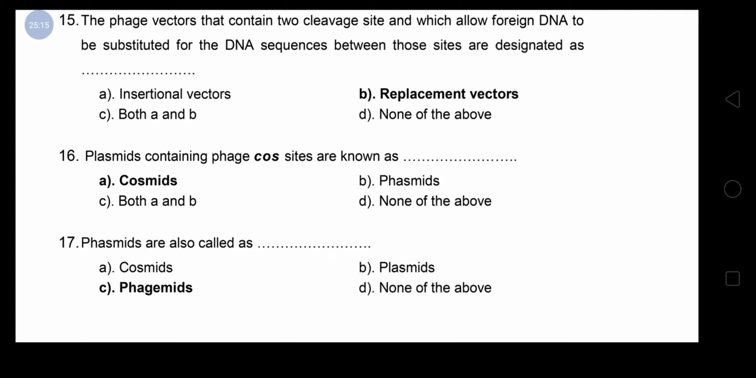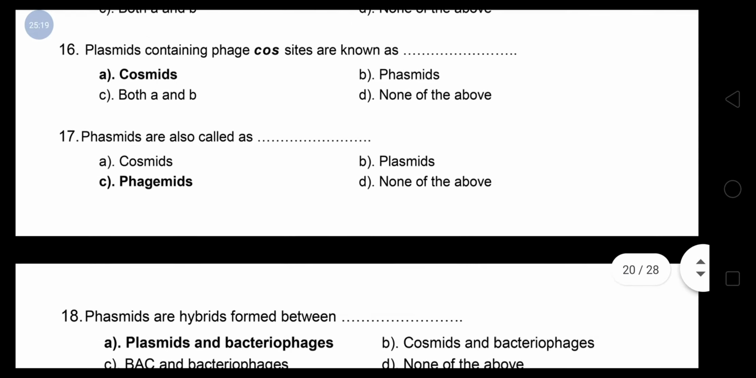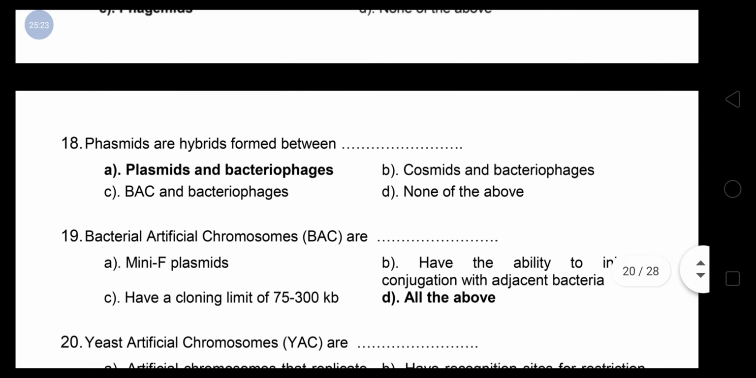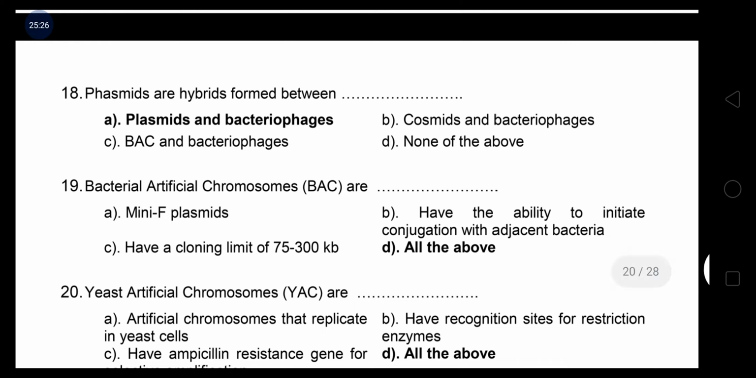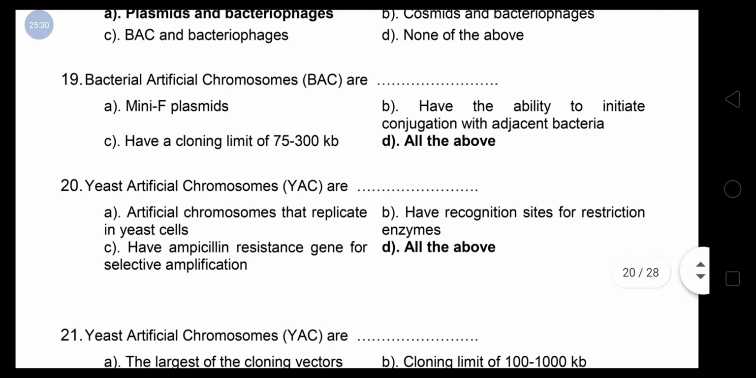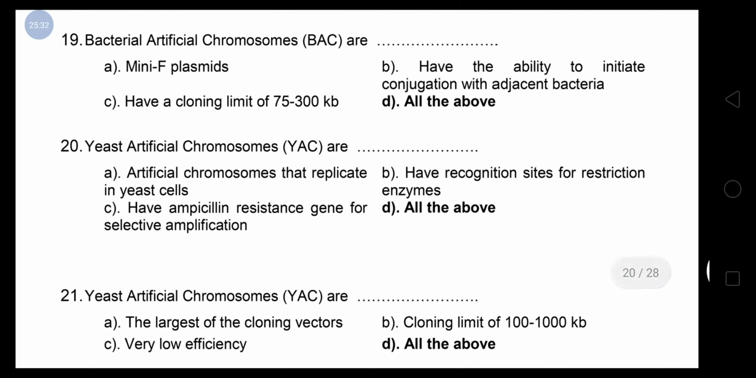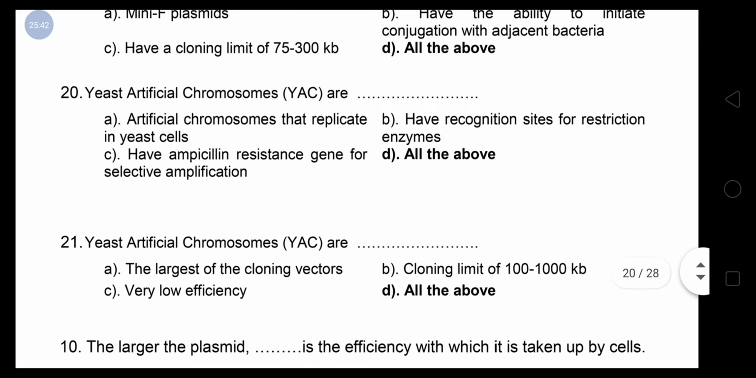Plasmids containing phage cos sites are also known as cosmids. Phasmids are also called phagemids. Phasmids are hybrids formed between plasmids and bacteriophages. Bacterial artificial chromosome or BAC is based on the F plasmid, has the ability to initiate conjugation with adjacent bacteria, and has a cloning limit of 75 to 300 kb.